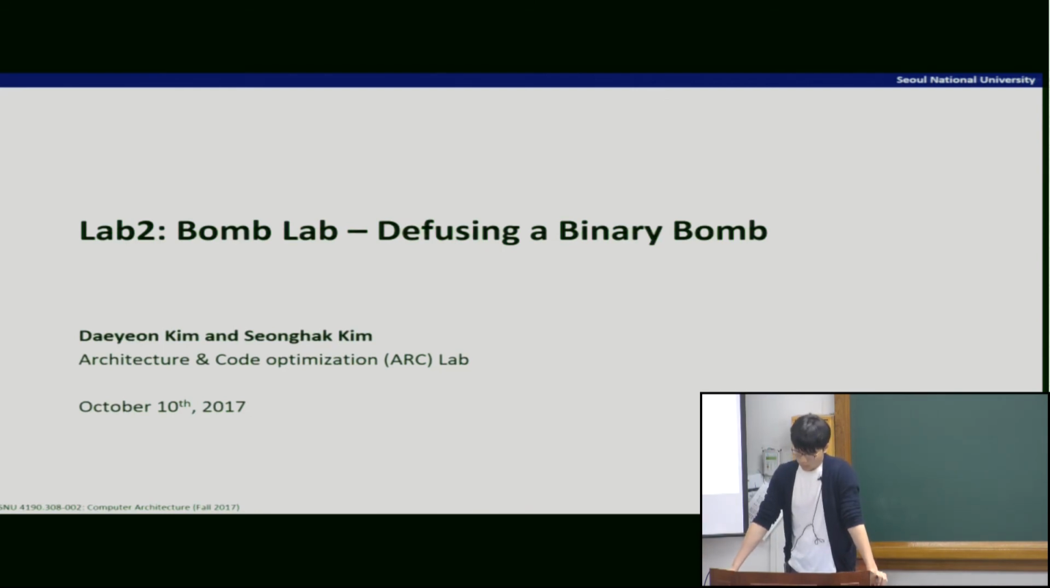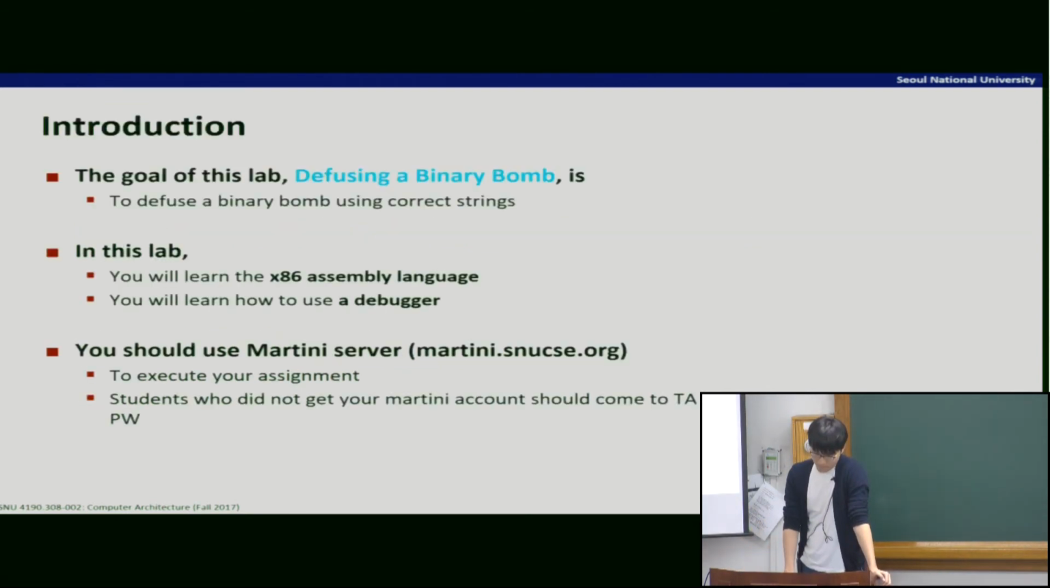So now I'll talk about the second lab, called bomb lab. Maybe it's very funny and exciting homework, as you may expect. The mission is defusing a binary bomb by entering the correct strings. To solve this lab, you use the x86 assembly language learned from the lectures. Based on the language, you understand how to make arrays, switches, or loops with assembly code. Also, you learn how to use powerful tools to debug your executable files, such as objdump or GDB.